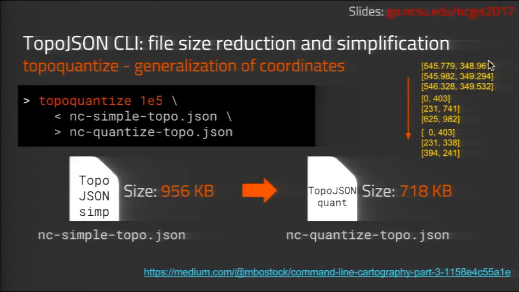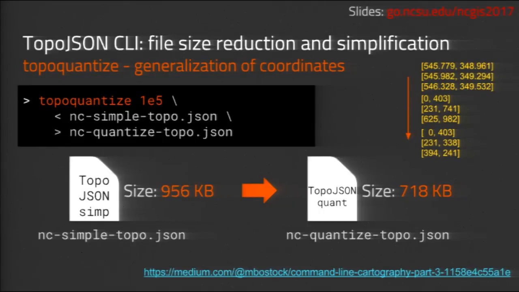Okay, so we have a small file size, but we can do one more thing to make it even smaller. Let's see how small we can go. Topo Quantize is another tool with the Topojson command line module. What that does is it generalizes the coordinates that make up our Topojson file. So Topo Quantize we call on the first line of our command line, and that 1e5 is a matter of how general we want to make our coordinates.